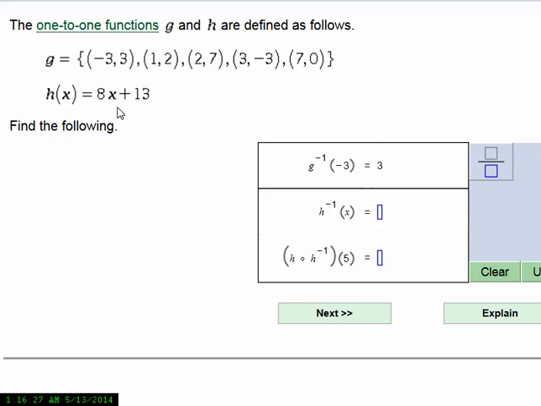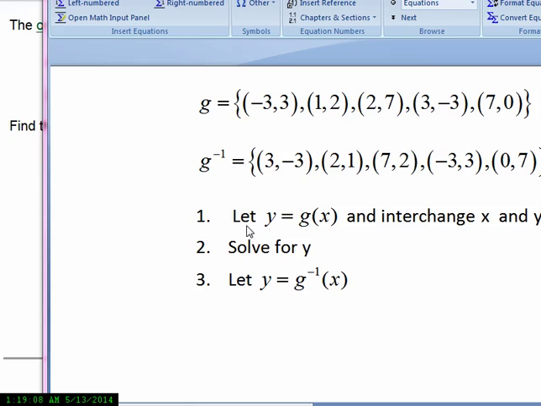Now to find h inverse of x, since h is not listed as a set of ordered pairs, the steps for finding this inverse are a little bit different. So let's write down the 3 steps for finding the inverse when you have the function expressed as an expression rather than a list of ordered pairs. The first step is to let y equal g of x and then interchange x and y. Step 2 is to solve for y. And step 3, let y equal g inverse of x, because we've interchanged it now. So let's go ahead and do step 1.